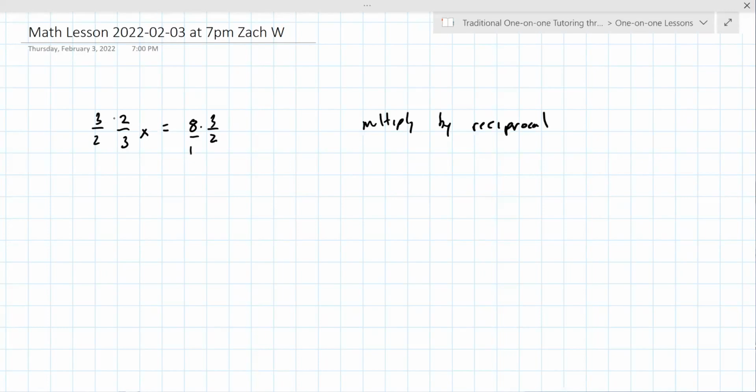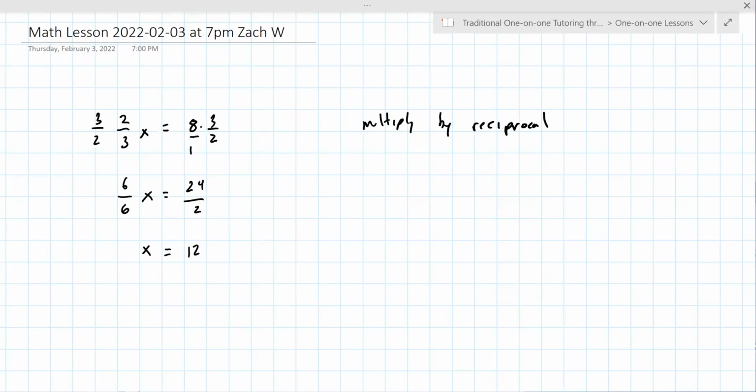All right. Now on the left, if this isn't clear, it becomes 6/6 times x, and 6/6 is just x. And on the right, it is 24/2, which reduces to 12. X equals 12. But there's a lot of things though, like on the right here, you could have divided by 2 before you multiplied.